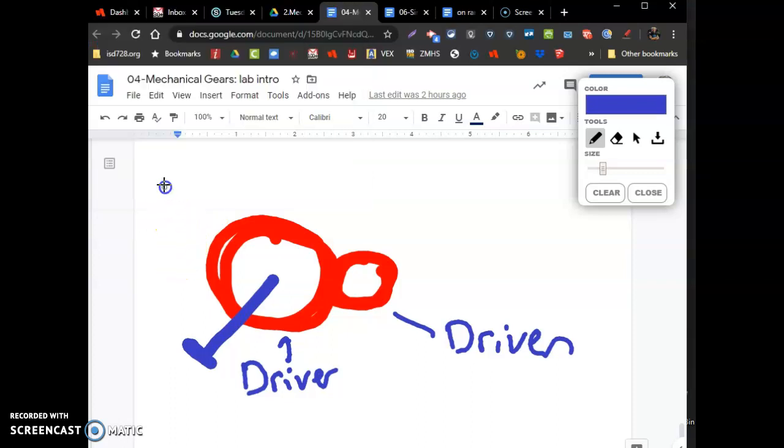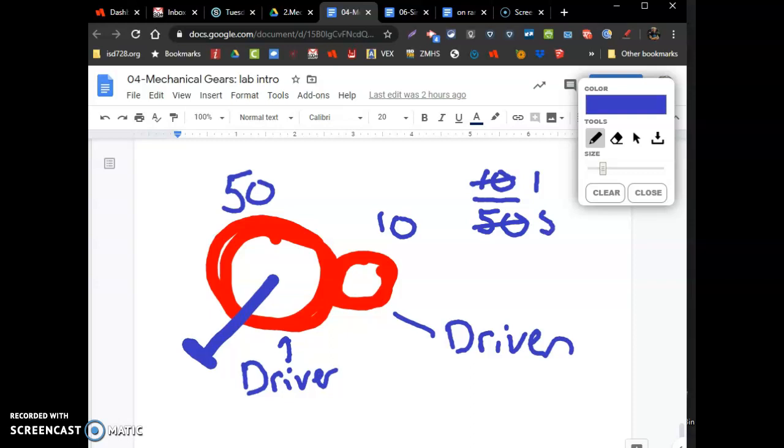Let's say, just for the sake of math, this is a 50 tooth gear. That's a 10 tooth gear. The formula says we want the number of teeth on the driven over the driver. In this case, it's 10 teeth on the driven gear compared to the 50 on the driver gear. 10 over 50. Don't divide, reduce. 10 goes in there once, 10 goes in there 5 times. So the gear ratio is 1 to 5.